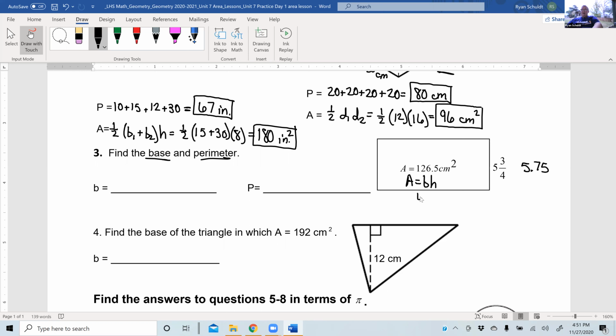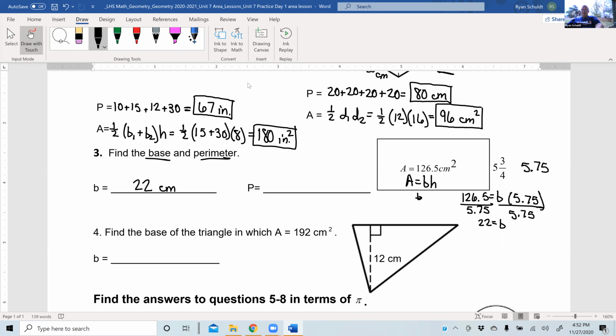So first, we've got to get the base. Because you know I'm all about that base, no trouble. Okay, anyways. 126.5 equals the base times 5.75. Divide by 5.75. And then I need to get out my calculator to figure that out. Let's see, 126.5 divided by 5.75. 22. So our base is 22. What? 22 what? 22 football fields? No. 22 centimeters.